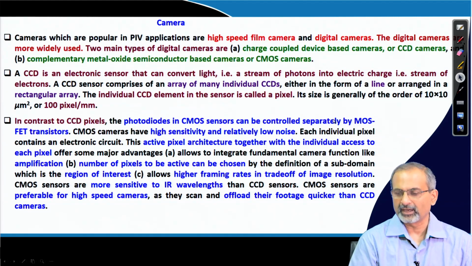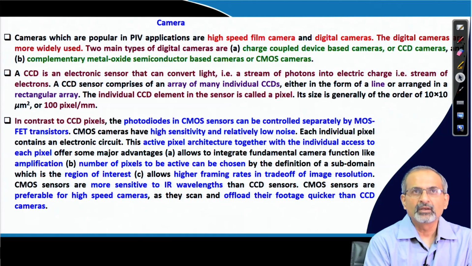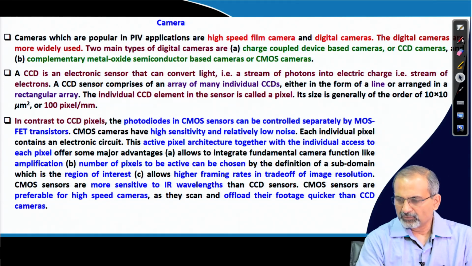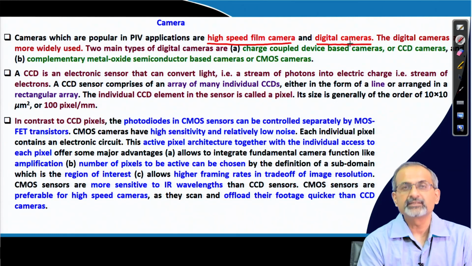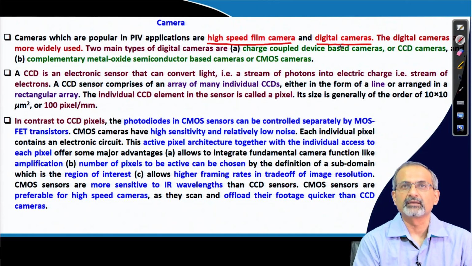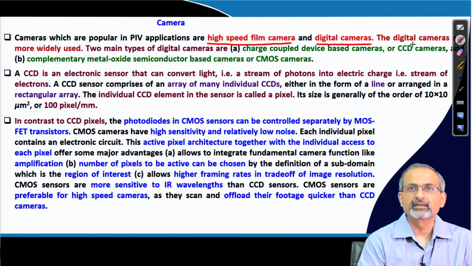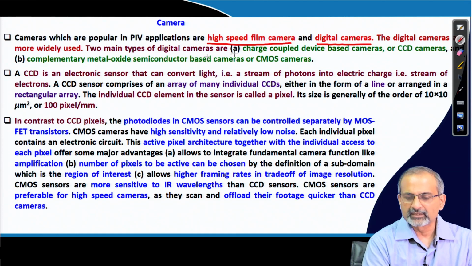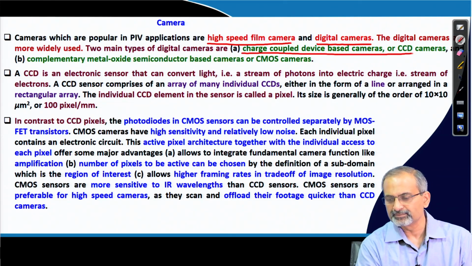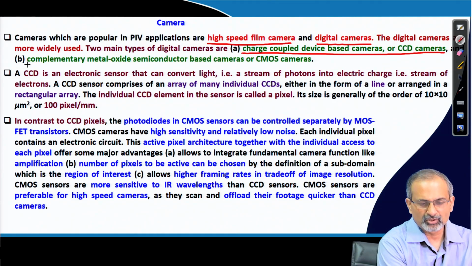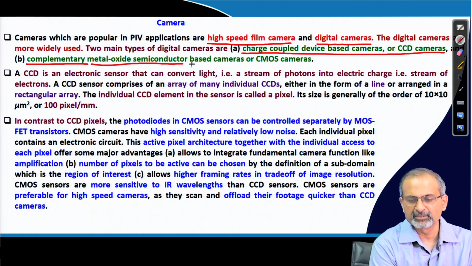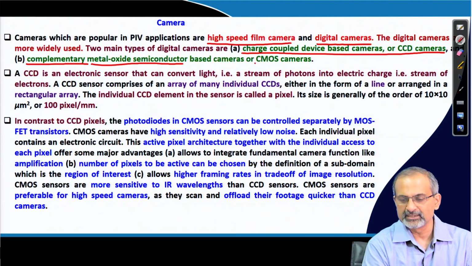We move on to cameras. In PIV, what we notice is that broadly there are two classes: high speed film cameras and digital cameras. Digital cameras are more widely used these days. In the world of digital cameras, again you have two categories: charge coupled device based cameras or CCD cameras, and complementary metal oxide semiconductor based cameras or CMOS cameras.